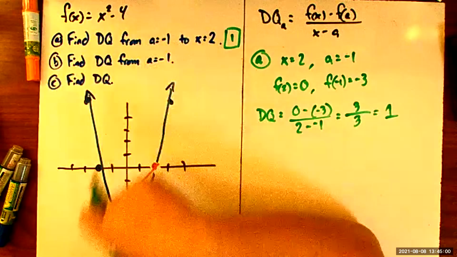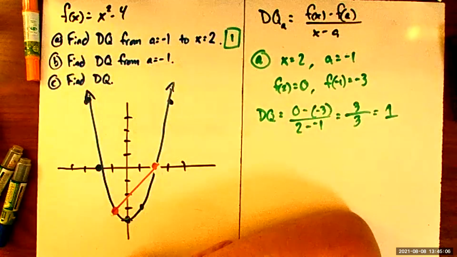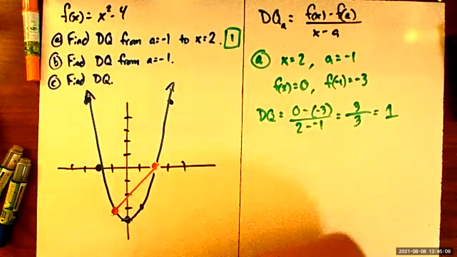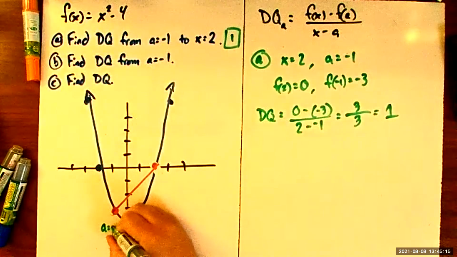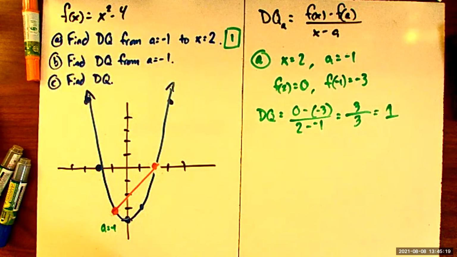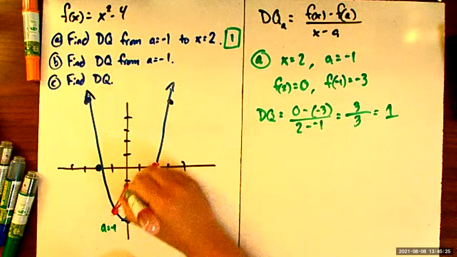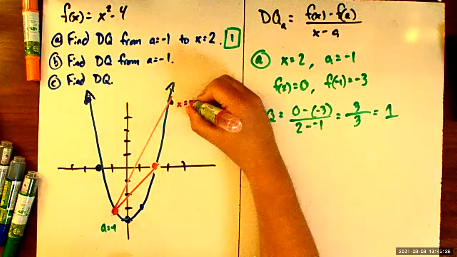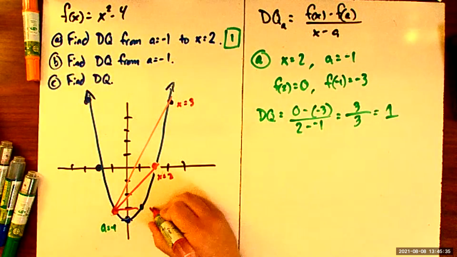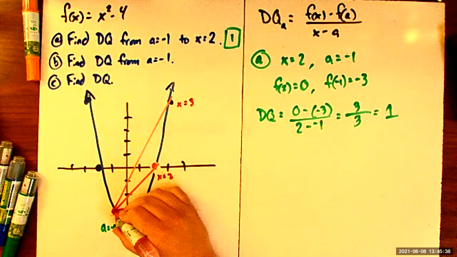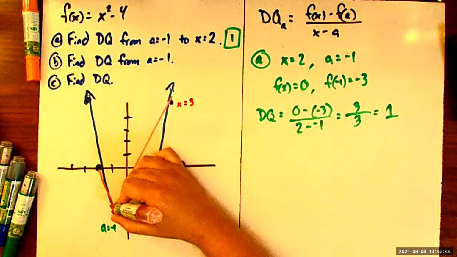Now, how this one differs from part B. Part B says find the difference quotient at a equals -1, but it does not give us an x value. And so in this case, we could be talking about the difference quotient from -1 to 2. But what if we were instead interested in going from -1 all the way up to here? So this would be at x equals 3. This was x equals 2. But what if x were equal to 1? What if x were equal to 0? What if x were equal to -1 or -2?